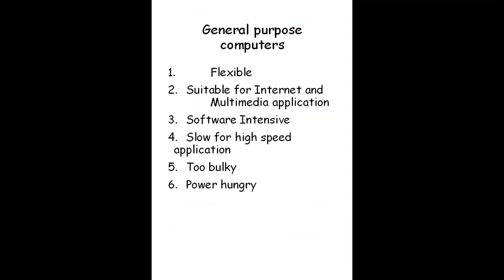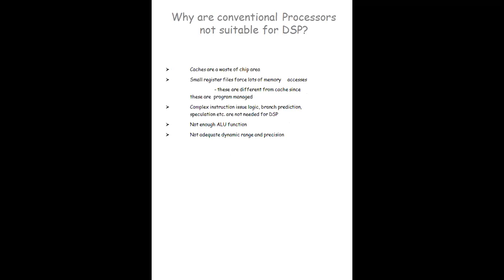Whereas in the case of general purpose DSP processors, they combine the programmability and control features of general purpose computers and the architectural innovations of special purpose chips. So we'll have high speed, low power, and at the same time low cost. While general purpose computers can be flexible and suitable for internet and multimedia applications, they are software intensive, so slow for high speed applications. They are too bulky and very power hungry.